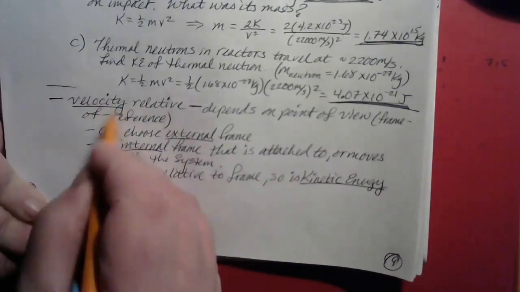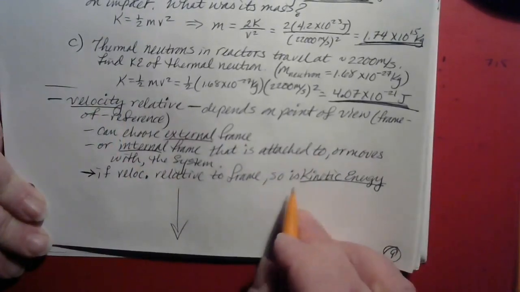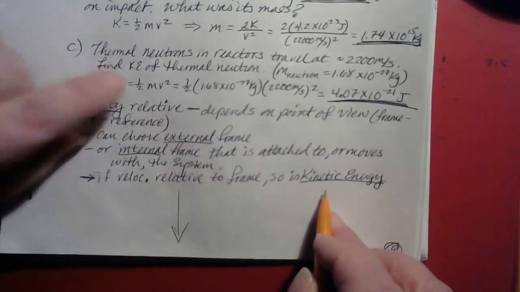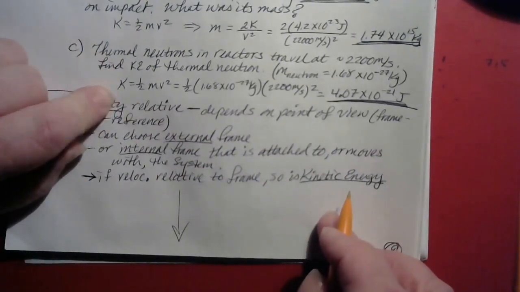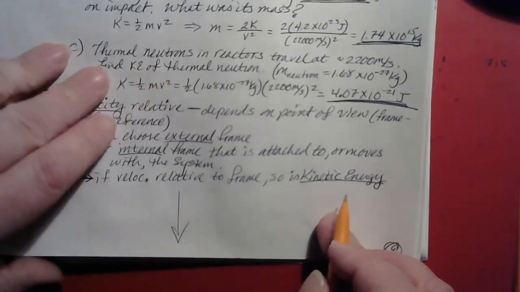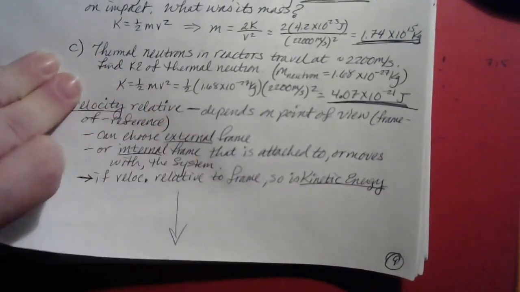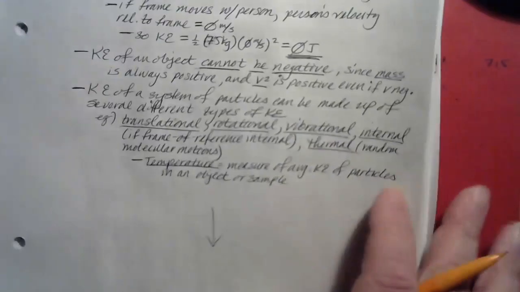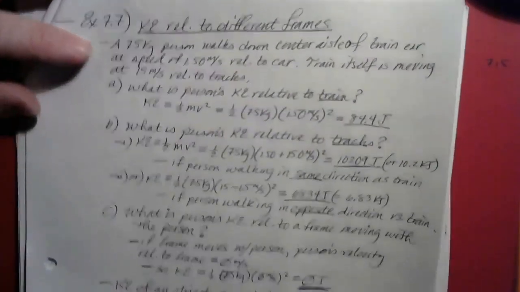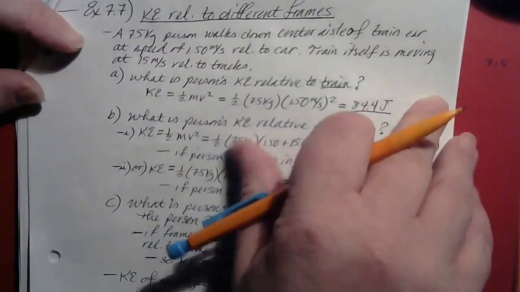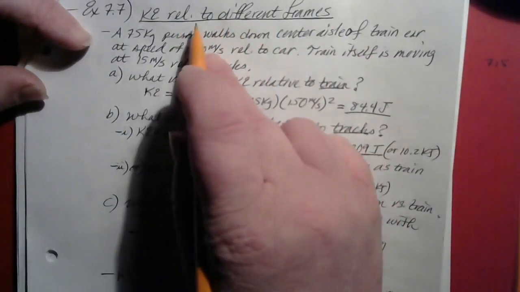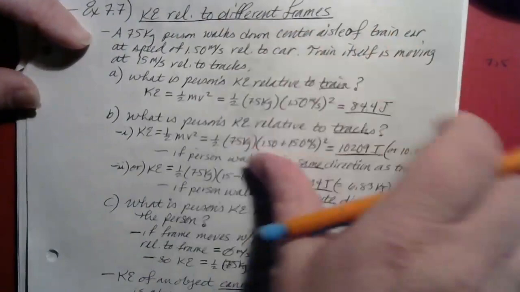Now, if velocity is relative to your frame of reference, that would imply that kinetic energy must also be relative to your frame of reference, because kinetic energy is 1/2 mass times velocity squared. So there's velocity in there. So kinetic energy is also related to your frame of reference, and it can change depending on what the frame of reference is. And a good example of working out problems like that is example 7.7, where you try to find your kinetic energy relative to different frames.